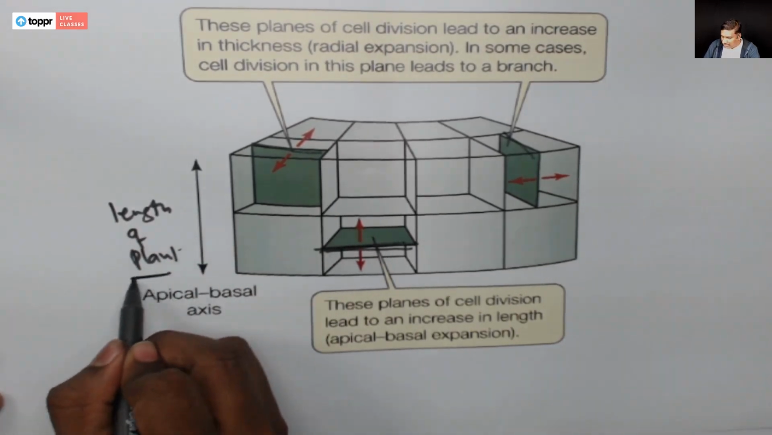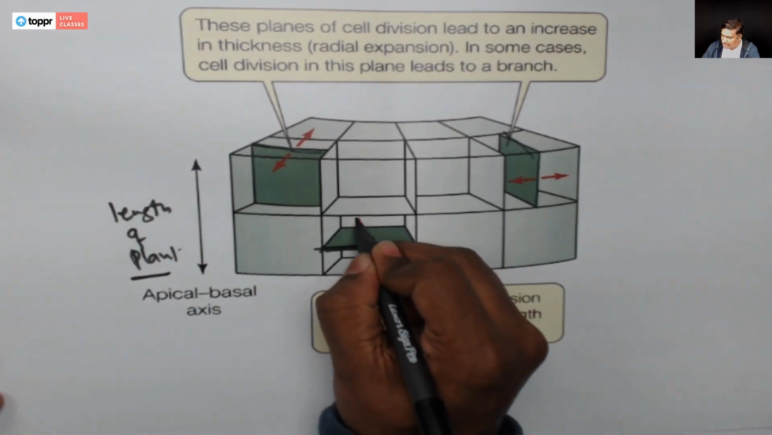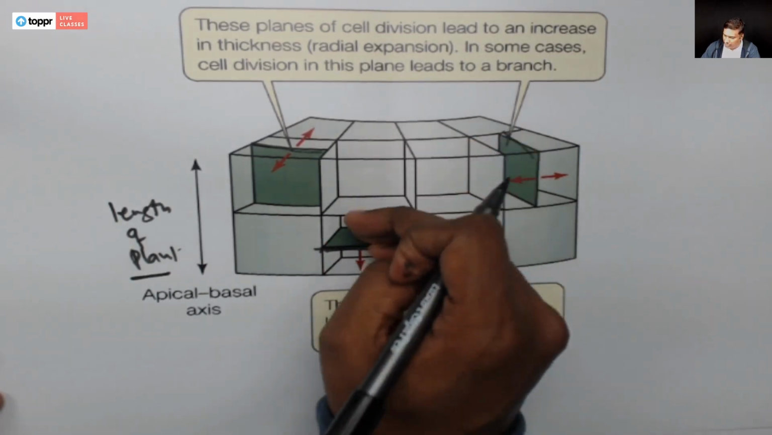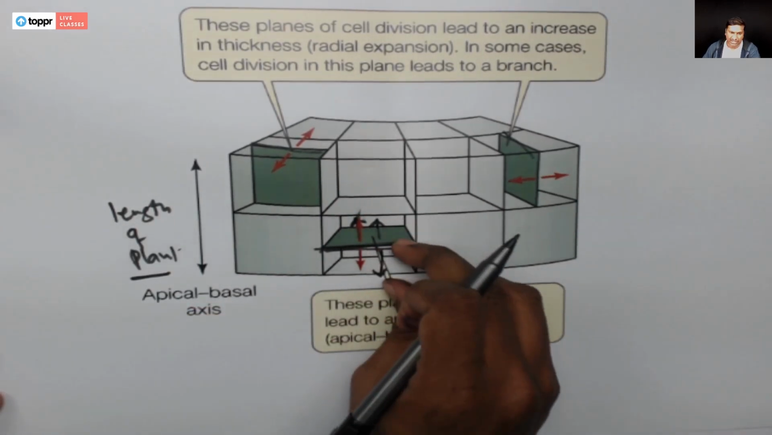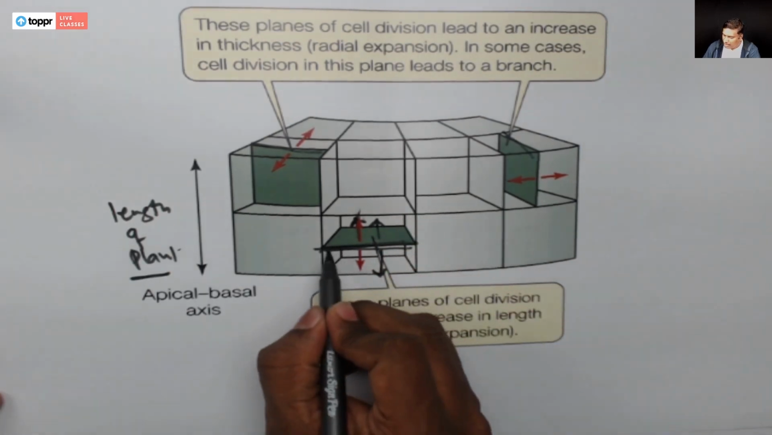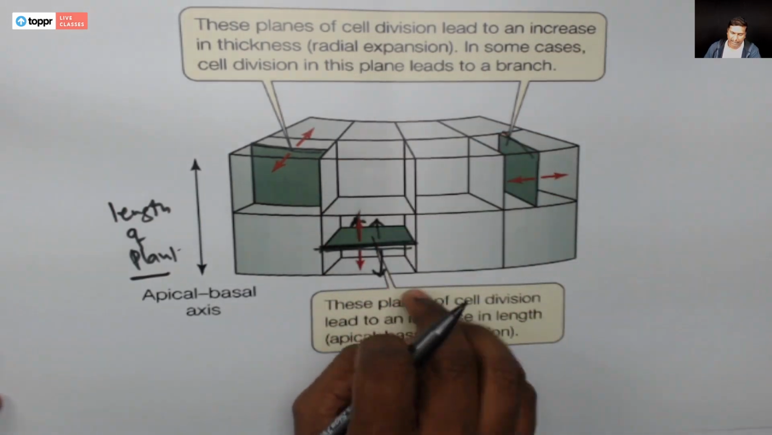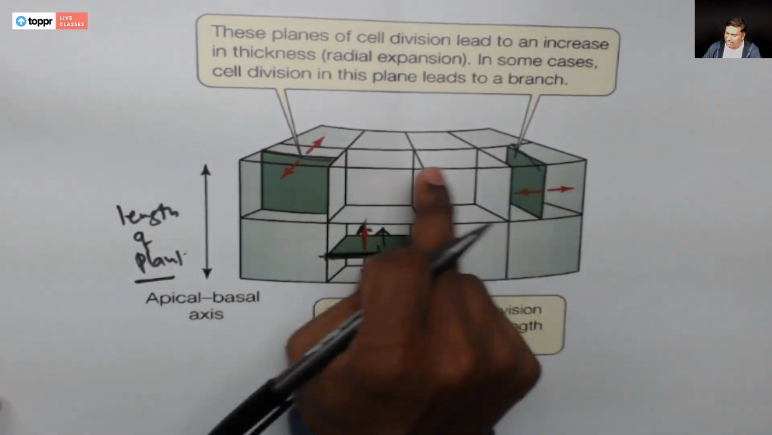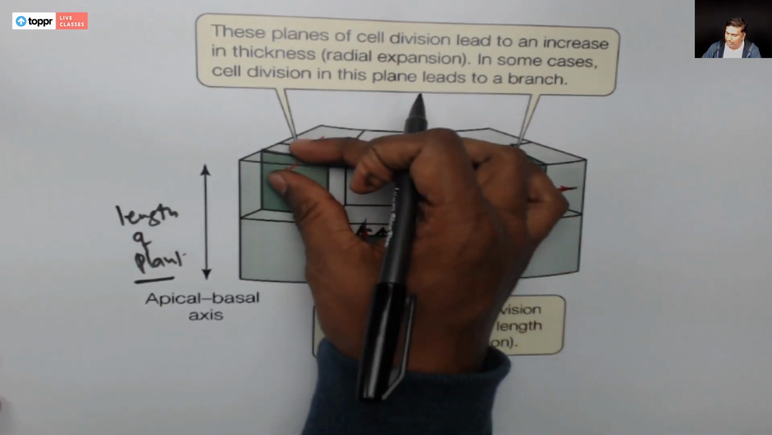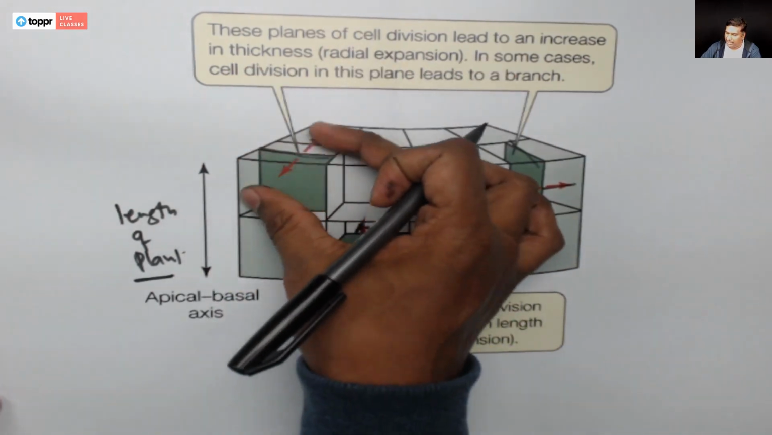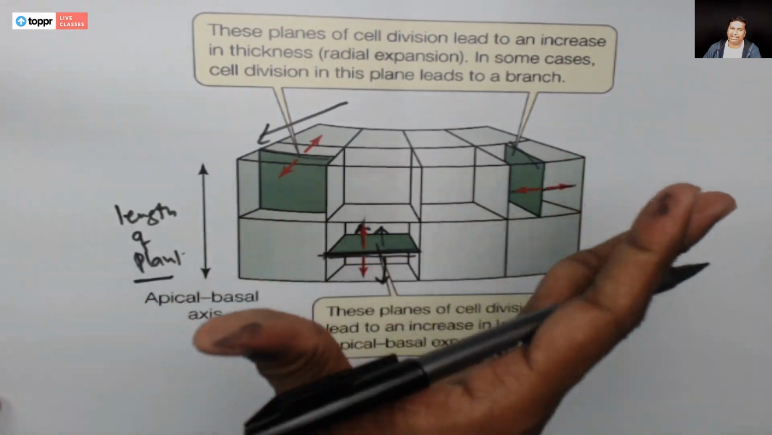And this is called apical basal expansion, because you are increasing the apex, that is, towards the top you are increasing, and towards the bottom also you are increasing the length. So this kind of expansion is called apical basal expansion, where in this plane, when the cell divides, it contributes to the increase in the length of the plant. When the plant cell divides by the other two planes, it will basically increase the diameter of the plant, not the length. If this is the stem, the plant stem will become thicker and thicker.